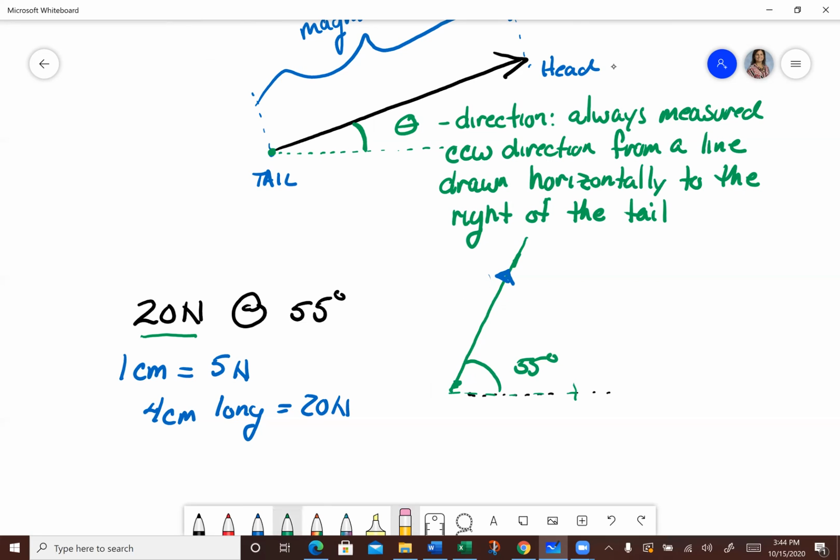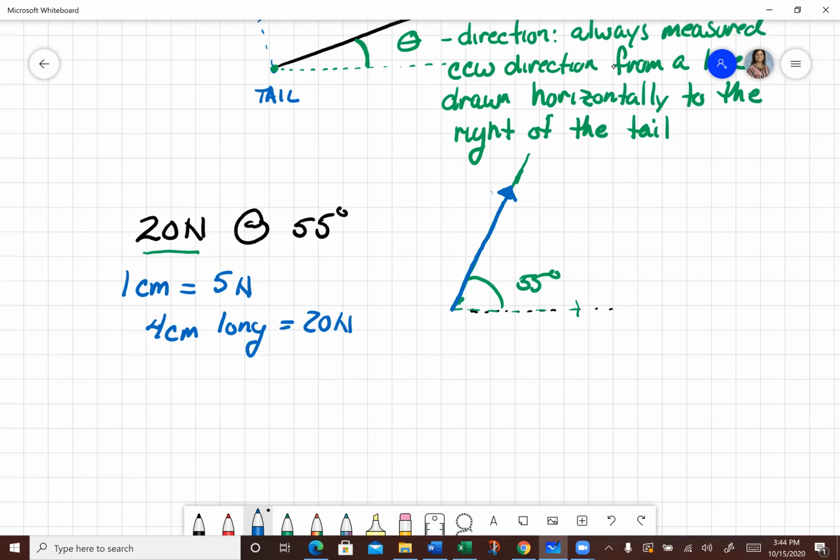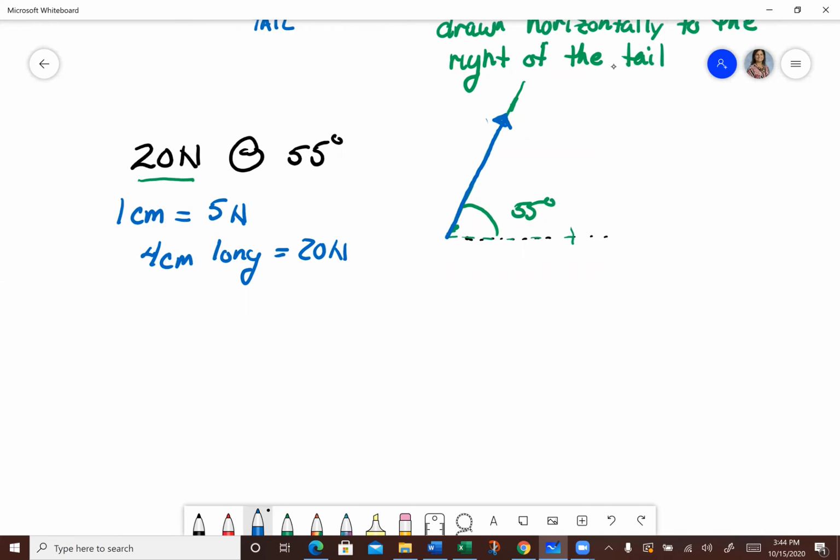This vector right now represents a force of 20 newtons at 55 degrees. Let's say we want to add to that a vector that is 30 newtons at 150 degrees.